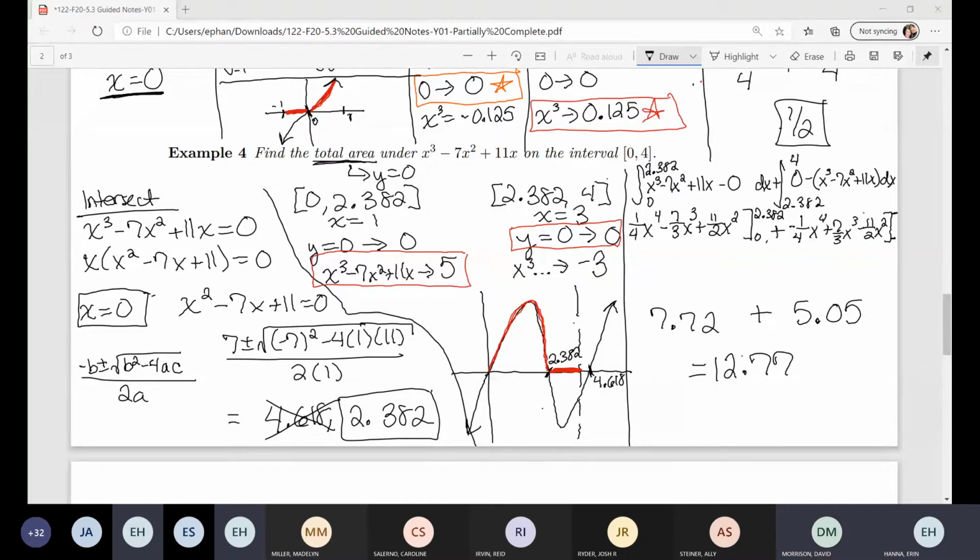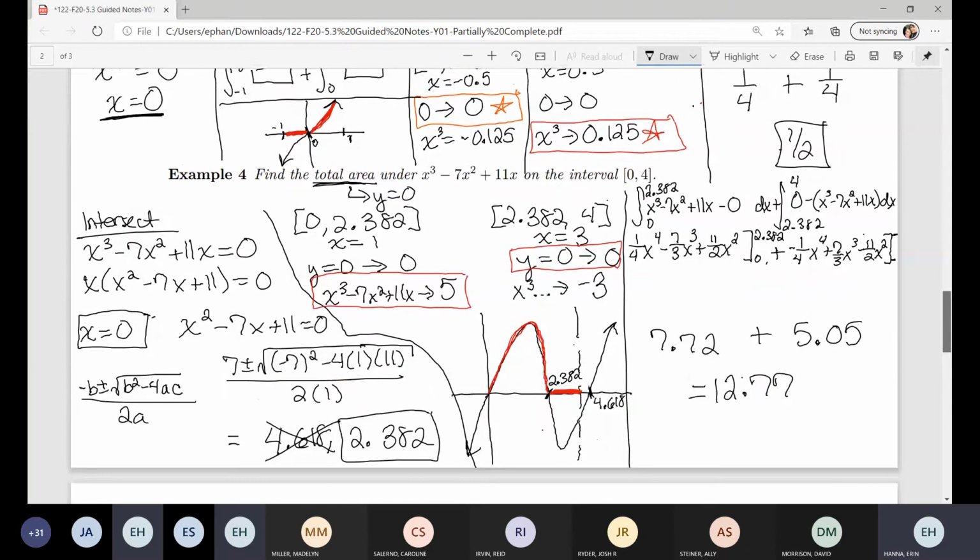Before you start working on something like example 3 and 4, it doesn't matter how you do it, whether you intersect or graph stuff, you always have to start with finding where they intersect.